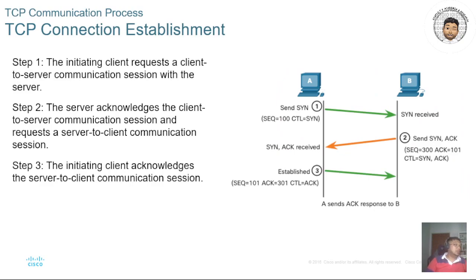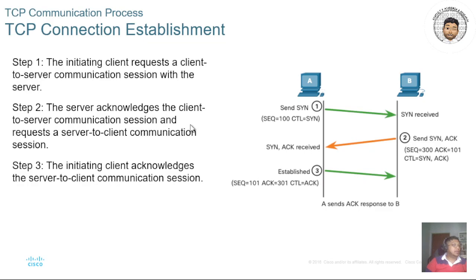Okay, so let's take a look at connection establishment. When A wants to send data to B, in step 1 the initiating client requests a client to server communication session with the server. Here is step 1, initiate. A sends a SYN signal, and then B will acknowledge.